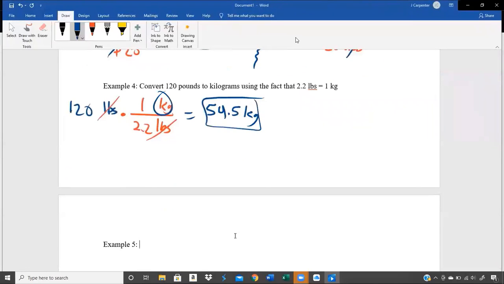Example 5, convert 40 liters to fluid ounces. The facts, notice that's plural, that 1,000 milliliters is equivalent to 1 liter, and 29.57 milliliters is equivalent to 1 fluid ounce.